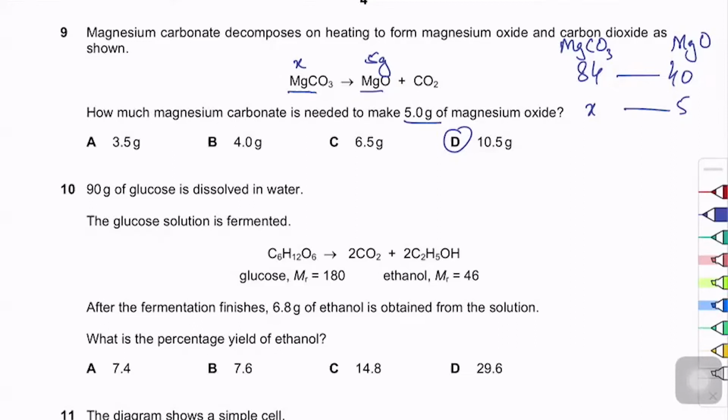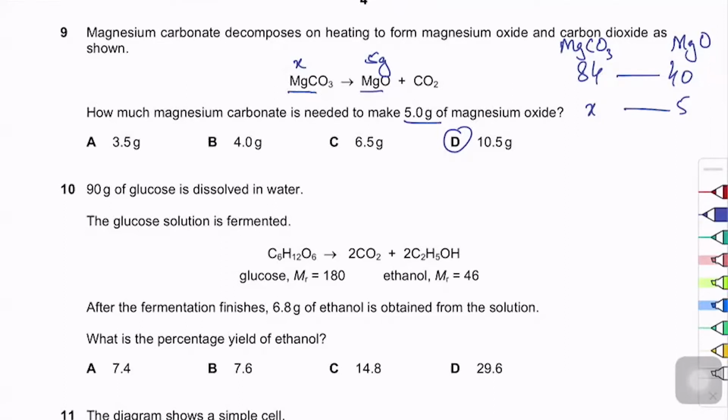That's not wrong, but it takes a long time. 90 grams of glucose is dissolved in water. The glucose solution is fermented. After the fermentation finishes, 6.8 grams of ethanol is obtained. What is the percentage yield? Again, whenever a question on percentage yield comes in, I uploaded a video on this on Friday. Percentage yield. It's a short video. Do watch it so you understand how to solve these questions.